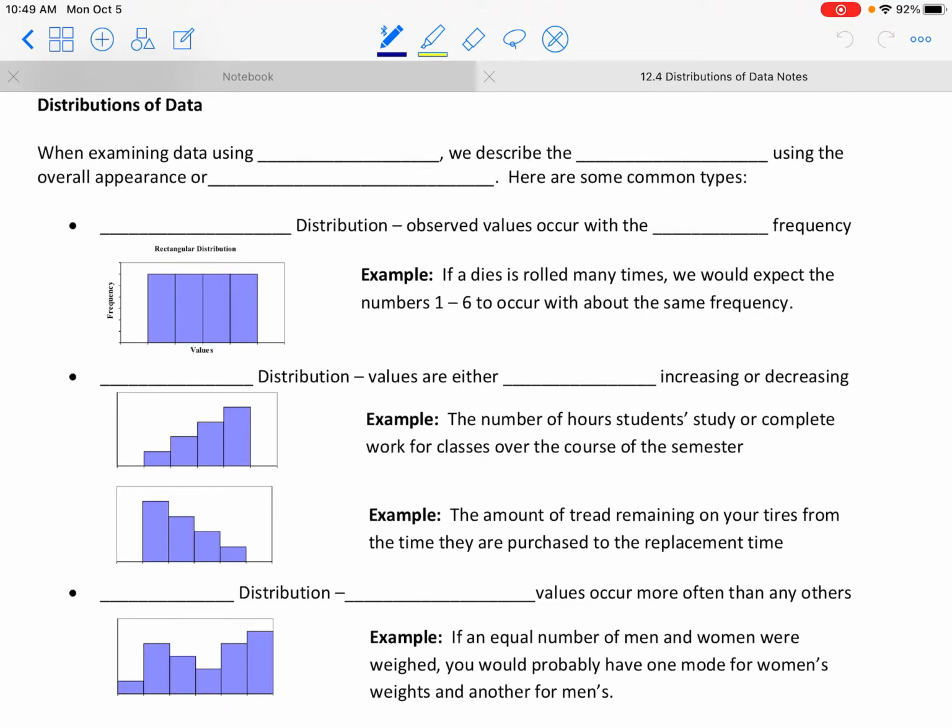So one of the ways was finding our measures of central tendency or finding our measures of dispersion. So we had mean, median, mode, mid-range, we had range, and then we had standard deviation. Okay, so we're going to look at something else here. We're going to look at distributions of data.